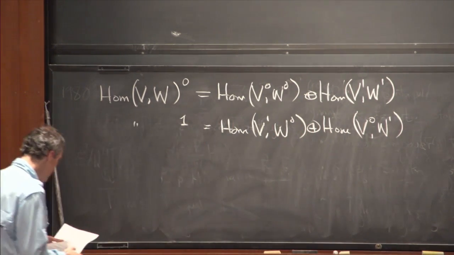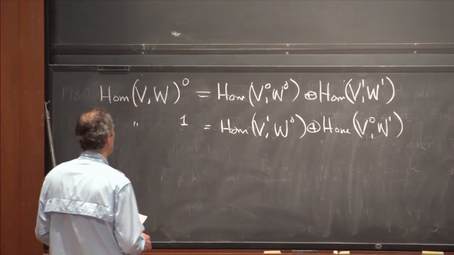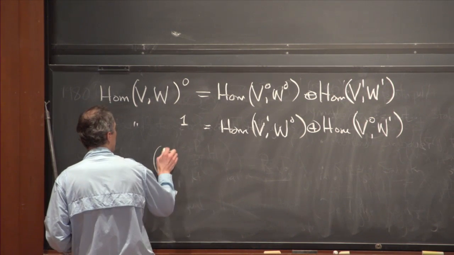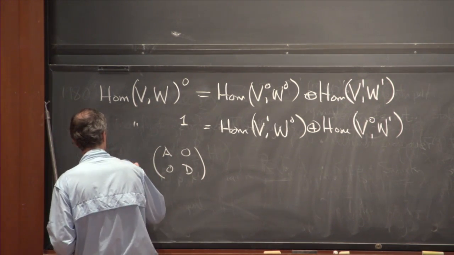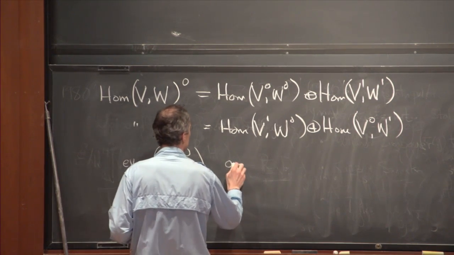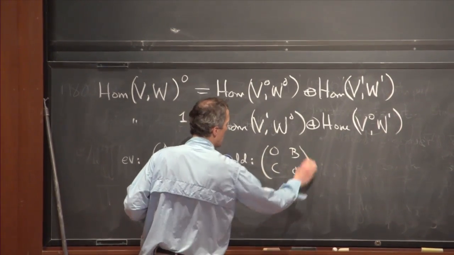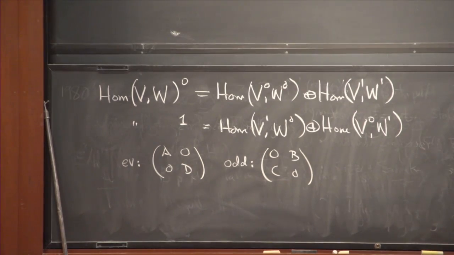So if I choose a basis of homogeneous vectors, then the matrices in that basis for even operators will look like this. So this is even. And the matrices of the odd operators will look like this. And I will always choose bases of homogeneous vectors.